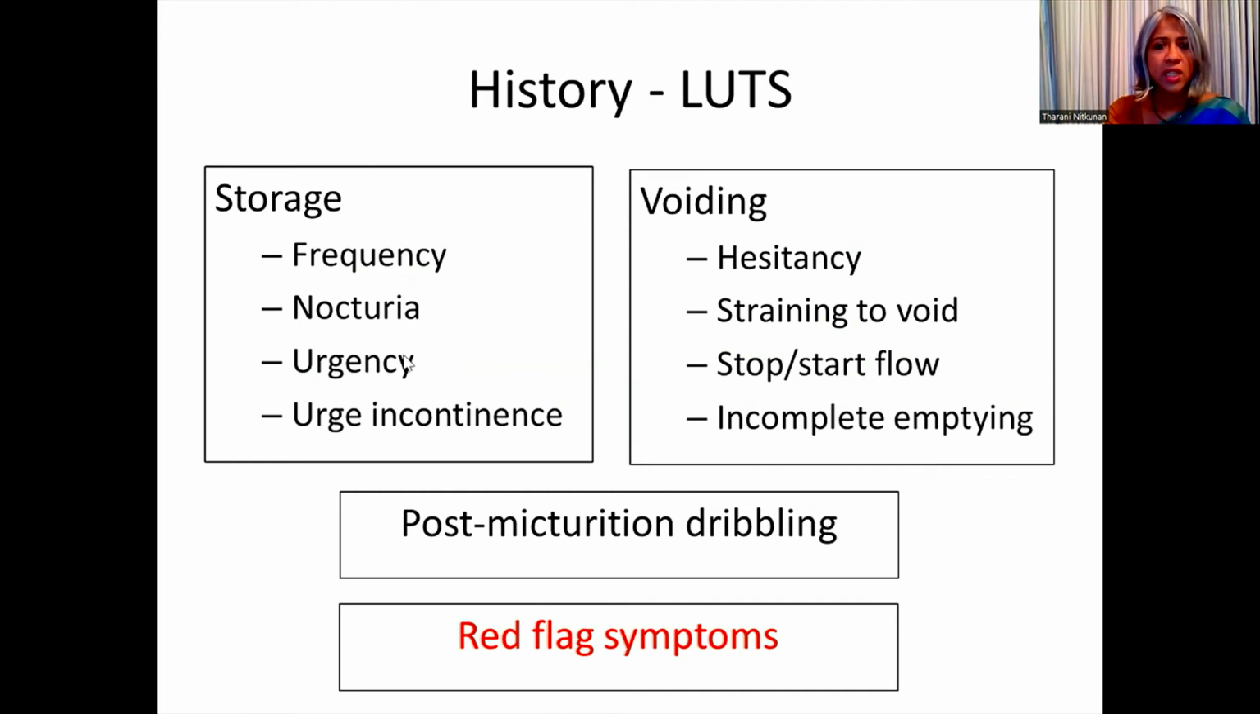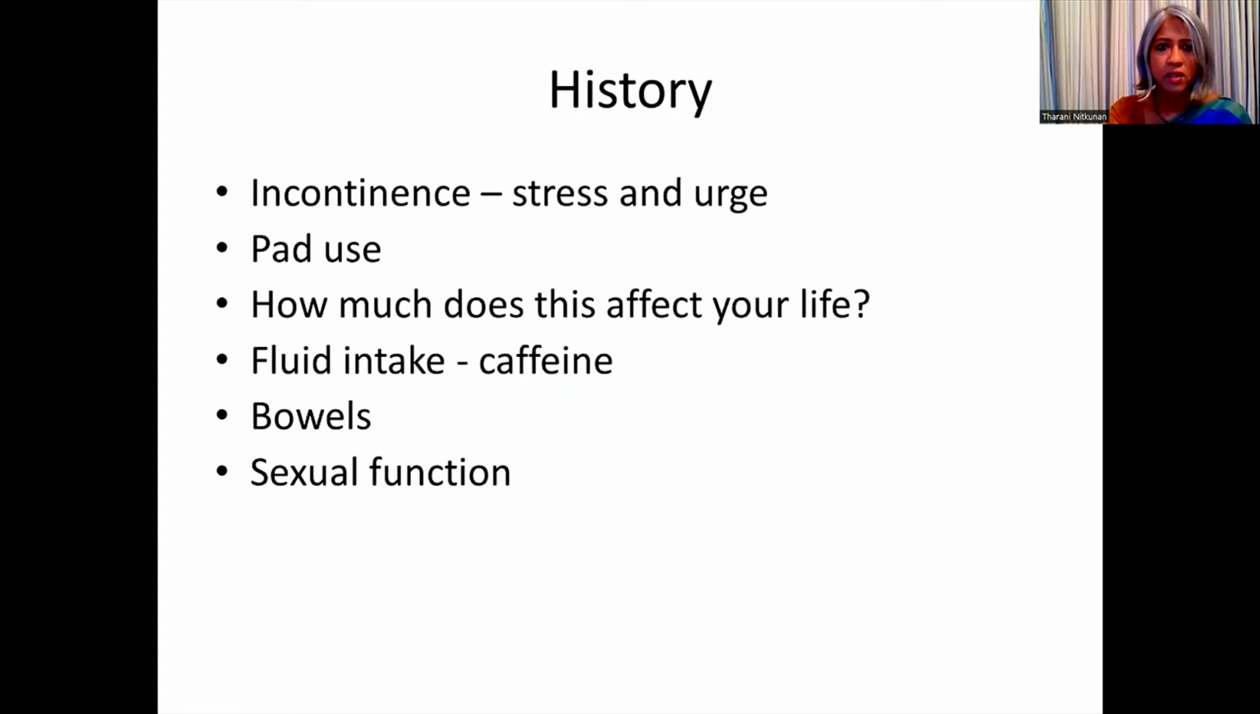Is there frequency, urgency, nocturia, urge incontinence, what we describe as storage symptoms? Is there difficulty with voiding, hesitancy, straining to void, stop-start flow? And we group this so that we can manage these symptoms better, with post-micturition dribbling being in a separate group. And of course, if there are any red flag symptoms of visible hematuria or recurrent UTIs, then absolutely this needs further investigations and shouldn't go down the LUTS pathway.